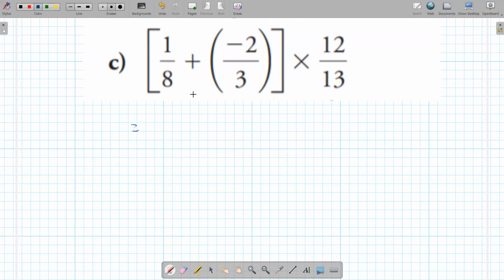They don't have the same denominators, right? So we can't add them up. To add them, or to subtract them, you need the same denominator. Right now, they don't have it. So what's the LCM of 8 and 3?